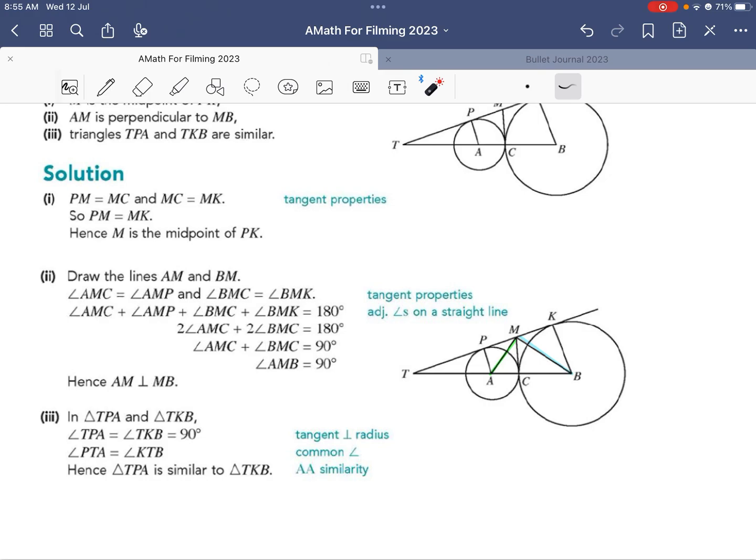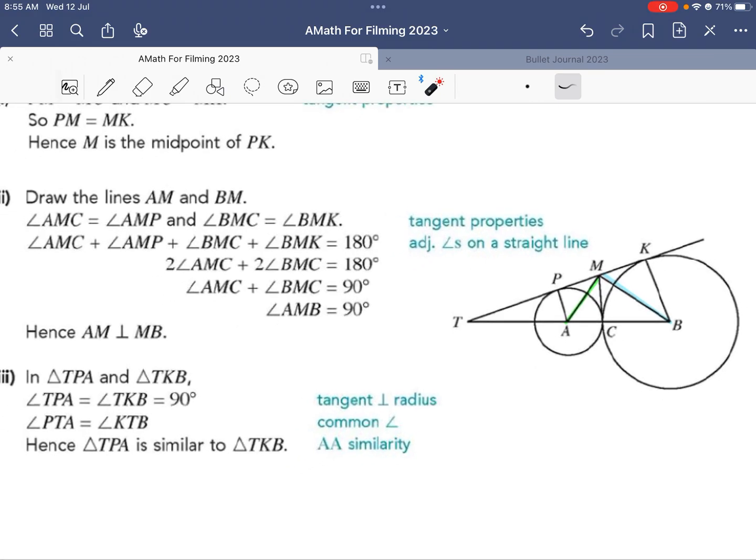Lastly, part 3, show that TPA and TKB are similar. First and foremost, we have proven that TPA is 90 degrees. Why? TPA is 90 degrees because this is tangent perpendicular to radius. This is 90. And just a few moments ago, we have actually proven that angle TKB, we also know that by the same property, TKB is also 90 degrees because tangent perpendicular to radius.